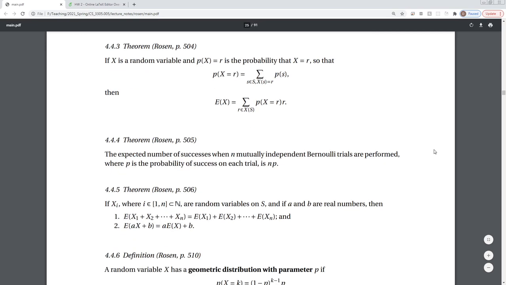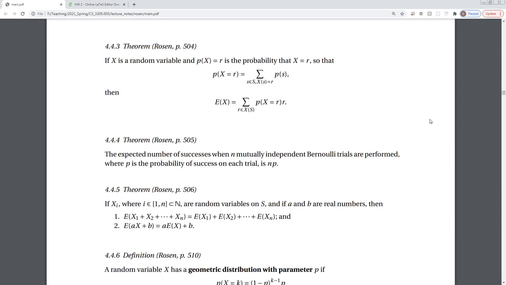Okay, so then our next theorem. If X is a random variable and P of X equals r is the probability of X equal to r, then the probability that X equals r is given by the sum of the probabilities of s, where s is a sample, X is the value of that random sample, and we want it to equal r. So then the expected value is equal to the sum of the probabilities where X is r, times r itself, times that numeric value.